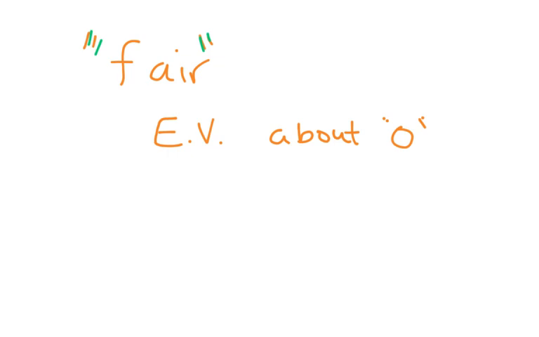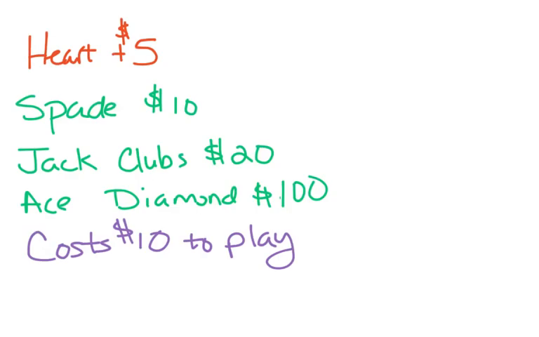All right, let's do another example here. We're going to draw cards out of a deck, and you have to pause it and write these down. You're going to draw a single card out of a deck. If you get a heart, it's $5. If you get a spade, it's $10. If you get a jack of clubs, it's $20. If you get the ace of diamonds, it's $100. But it costs you every time you play. It costs $10 to play. So for instance, you put $10 in, you get $5 back. So you actually are technically losing some money.